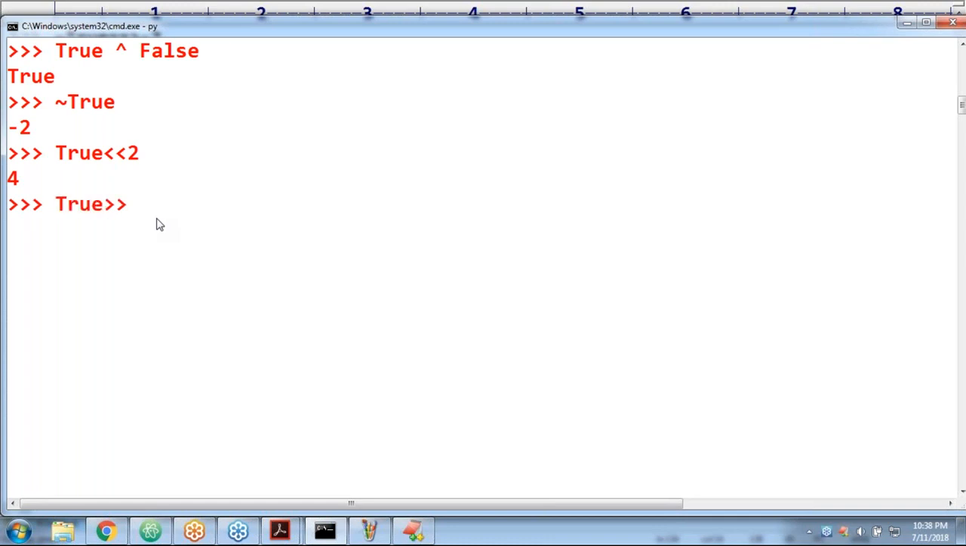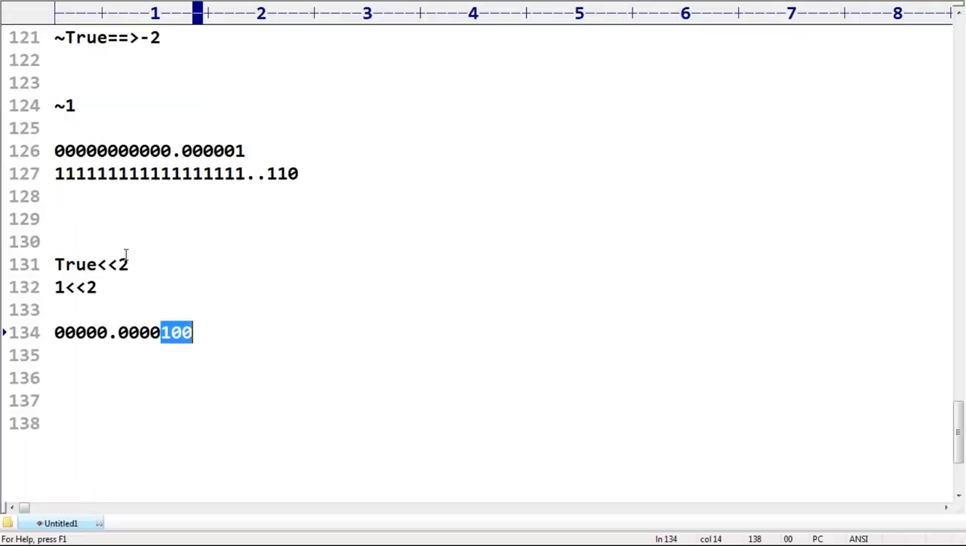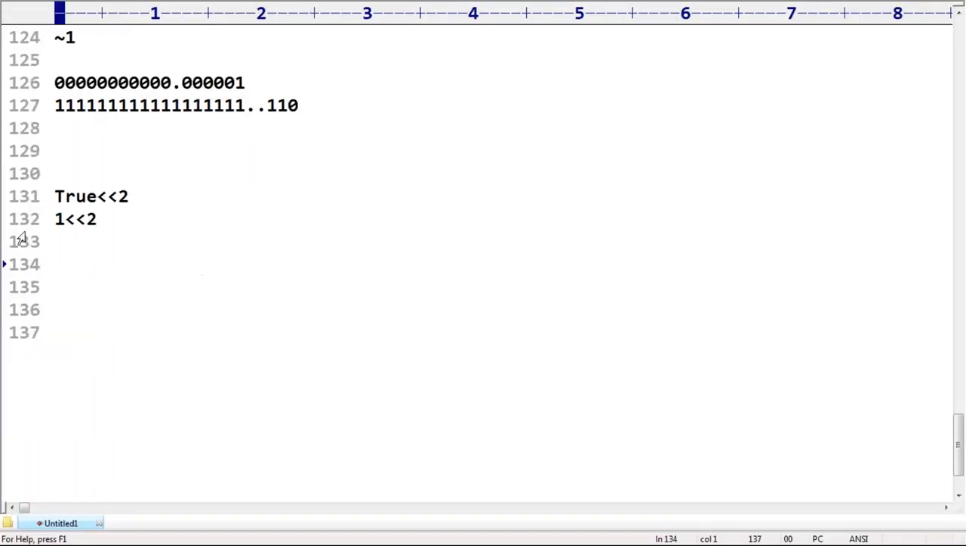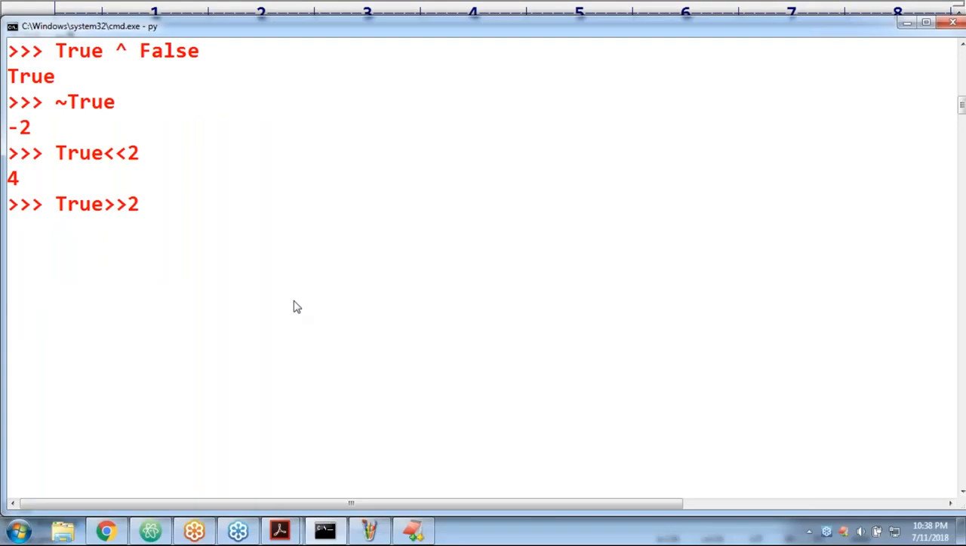Can you please tell me true right shift 2? What is the answer? True means 1, that is 0, 0, 0, 0, 0, 0, 0, 1. We have to move 2 cells to the right-hand side, then the 0, 1 will be gone. Vacant cells are filled with the sign bit. The sign bit is 0 only. All are zeros, so the answer by default is 0.